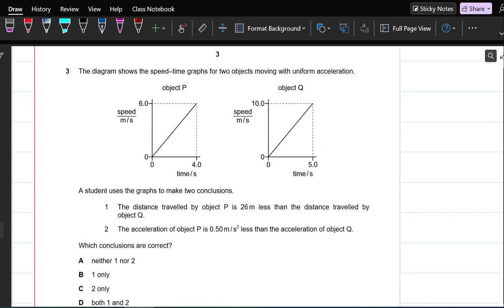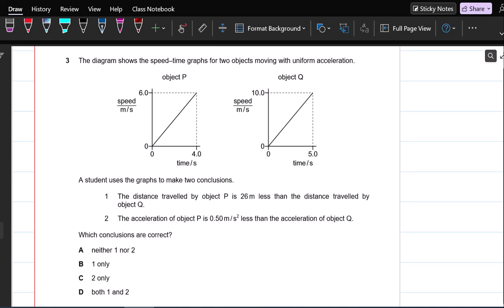Now question number 3, this is a good question in this paper. The diagram shows a speed time graph. I always suggest my students to see which graph is given. So this graph is a speed time graph for two objects moving with uniform acceleration, meaning constant acceleration.